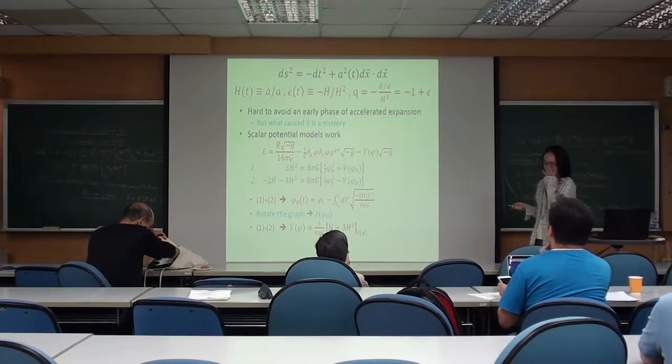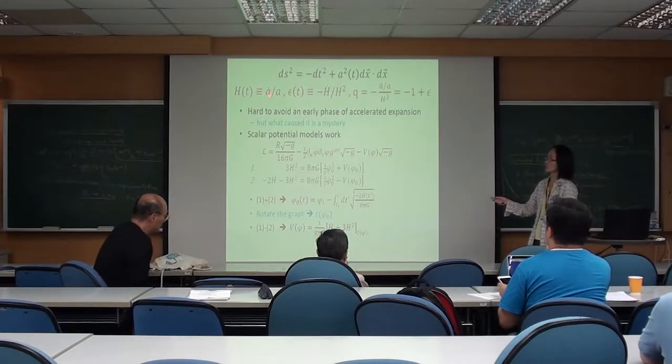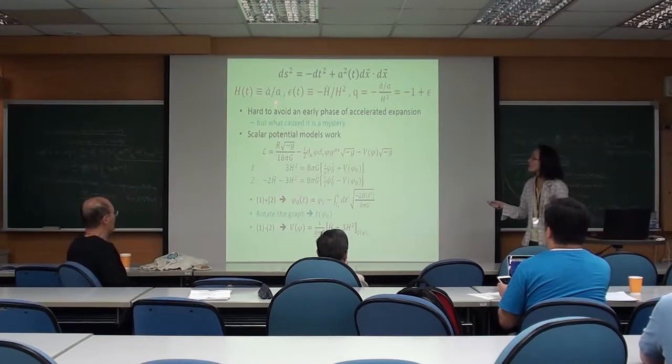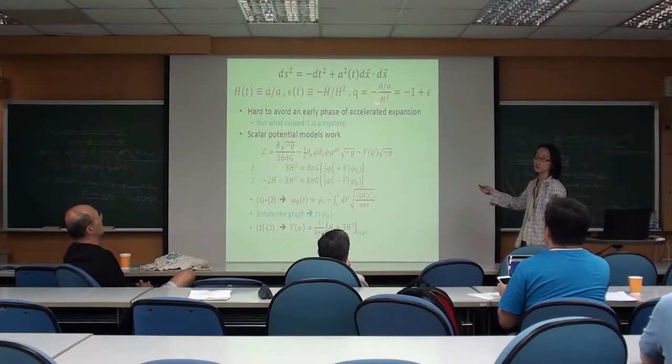We can define some parameters to indicate the status of the universe. For example, this Hubble parameter H is the fractional first time derivative of the scale factor. Positive H means the universe is expanding. The other is the deceleration parameter, defined as minus the fractional second time derivative of the scale factor in units of H squared. So negative q means accelerated expansion.